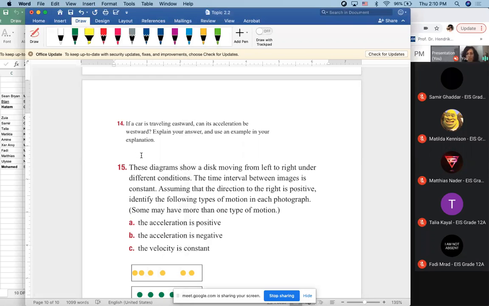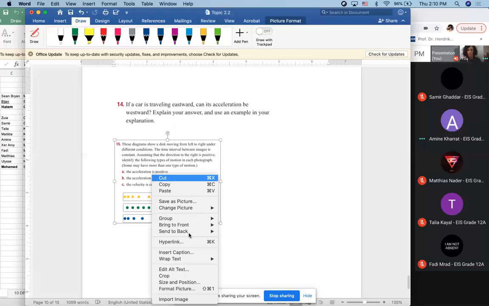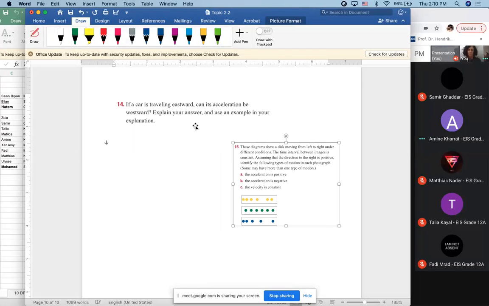All right, Amin for number 14. If a car is traveling eastward, can its acceleration be westward? Explain your answer and use an example in your explanation. Yes. No. Because if you're traveling eastward, how would your acceleration be westward?